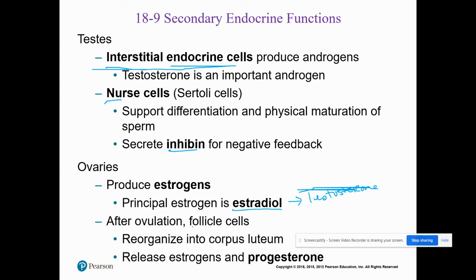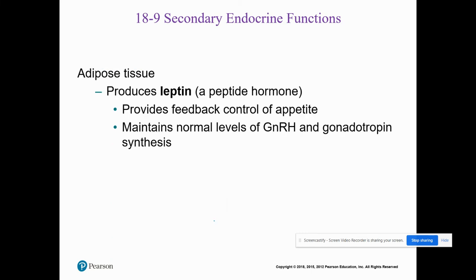So after ovulation, the follicle cells will reorganize into what's called the corpus luteum, releasing estrogen and progesterone. And we're going to get into all of this when we get into the reproductive system. But you guys are going to see this again, so don't freak out right now. Good things to start with, but we're going to go into more and more detail as we progress with the course.